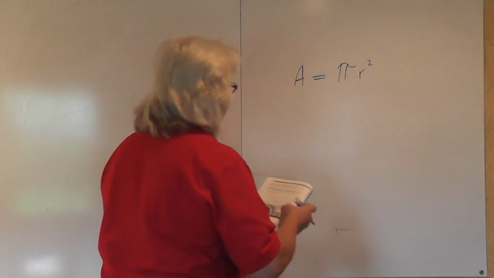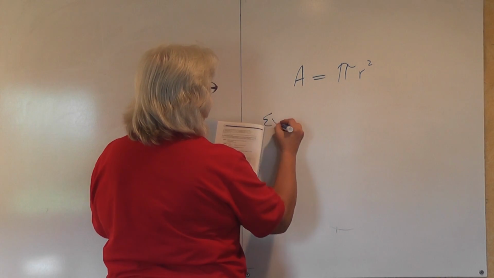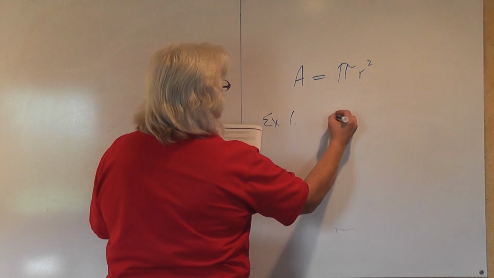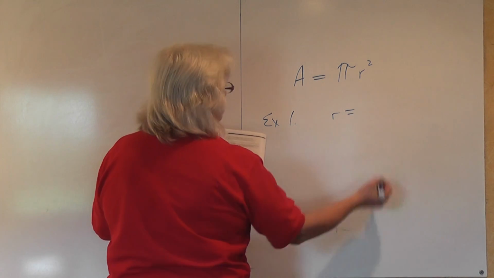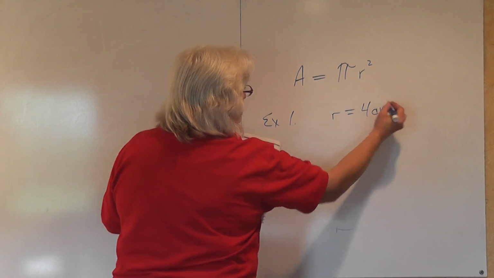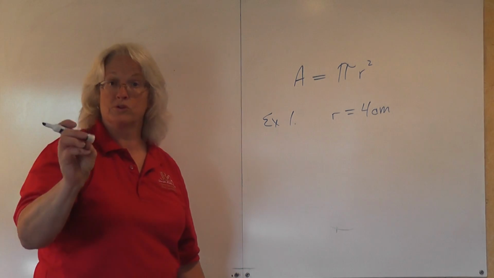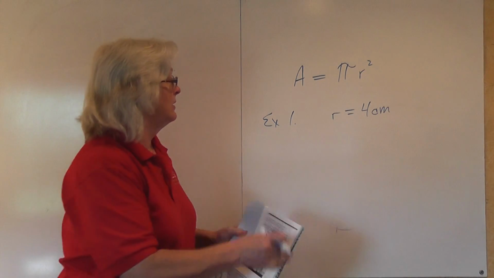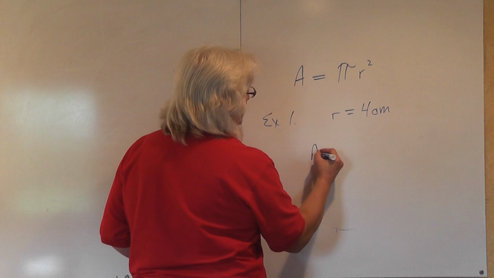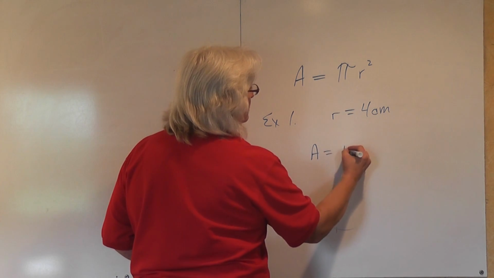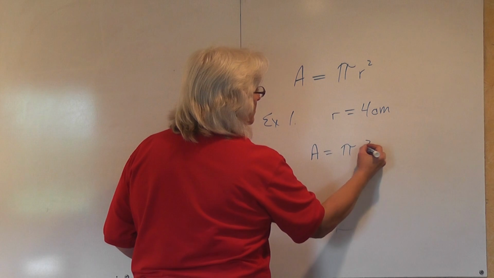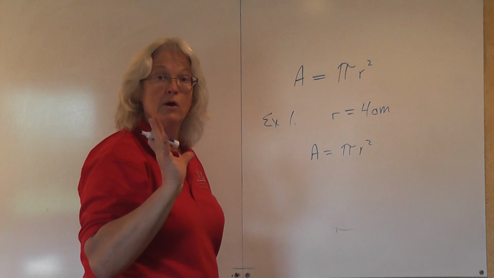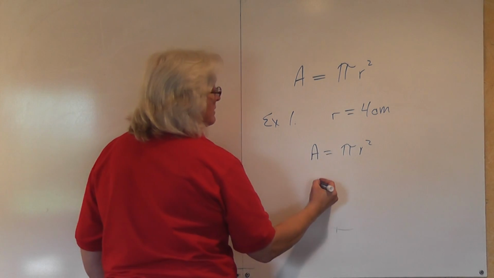So first, our problem, this is example 1, and this is on page 410. The radius is equal to 4 centimeters. Area, remember, is always square units, so the area of our circle here is going to be in square centimeters. Always write your formula for me. Area is equal to pi r squared. Don't start plugging in, don't think, okay, 4 squared is 16. Write your formula first.